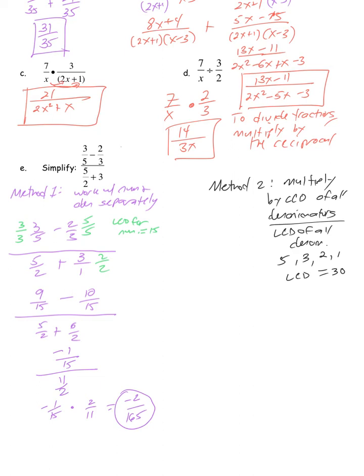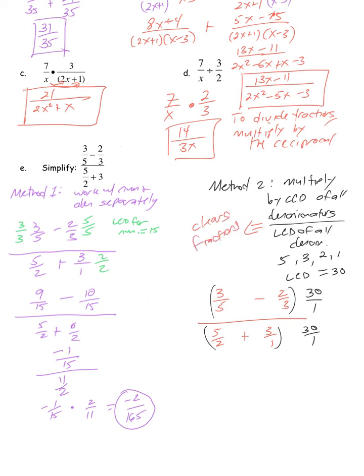So let's try it. I'm going to copy my original expression. So I have 3/5 minus 2/3 over 5/2 plus 3/1. And we're going to multiply both the numerator and the denominator by the least common denominator of all the denominators, which is going to be 30/1 over 30/1. Which is a funny form of 1. The goal here, maybe I'll write that down up here. The goal here is it clears fractions. Okay, so it clears the fractions in one nice step.